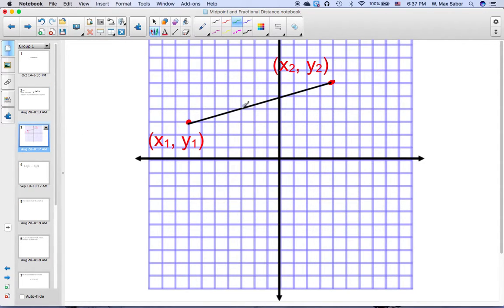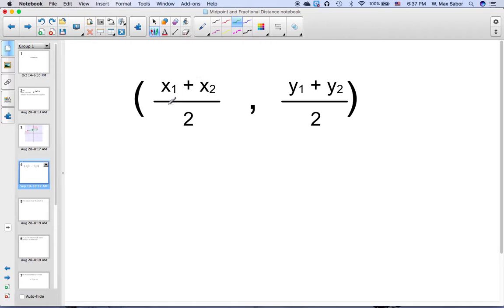So here, halfway between these two is going to be halfway in the x direction as well as halfway in the y direction. So it'll be somewhere around here. And the way we can find this exactly is by saying we have to find the midpoint in the x direction, find the midpoint in the y direction, and then those two things together will give us the midpoint overall. So the midpoint in the x direction is just averaging the x's. The midpoint in the y direction is just averaging the y's.